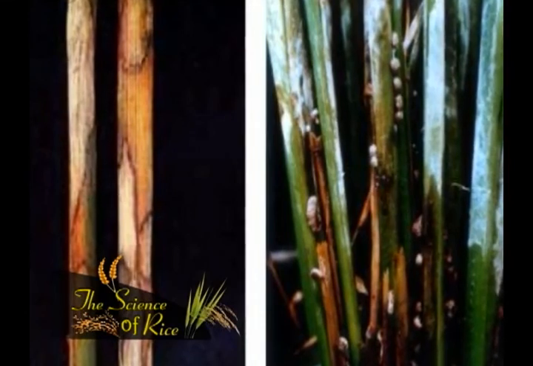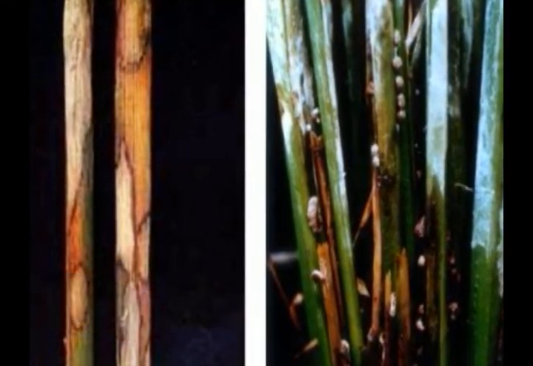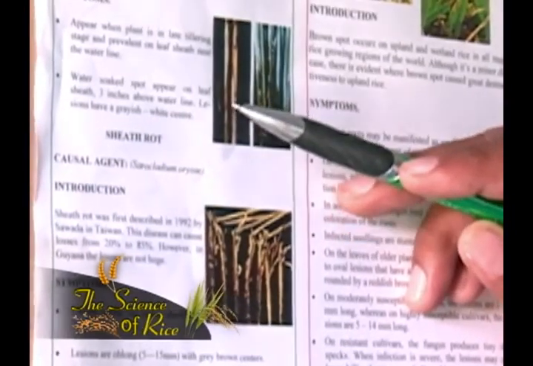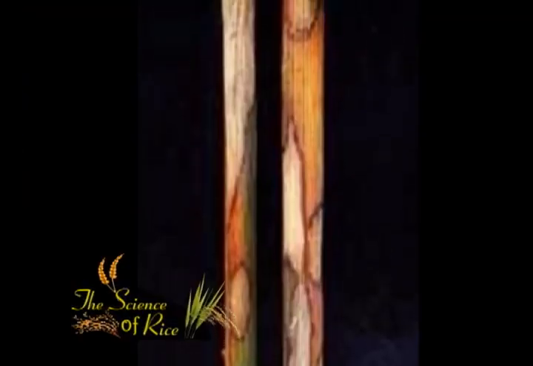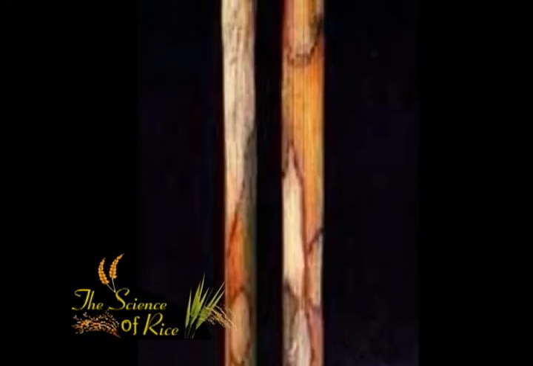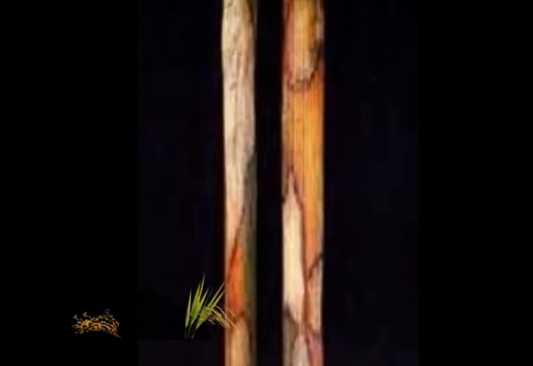It appears when the plant is in the late tillering stage. Sheath blight basically appears about 3 cm above the water line as grayish, brownish, water-soaked lesions on the tiller at the water line.